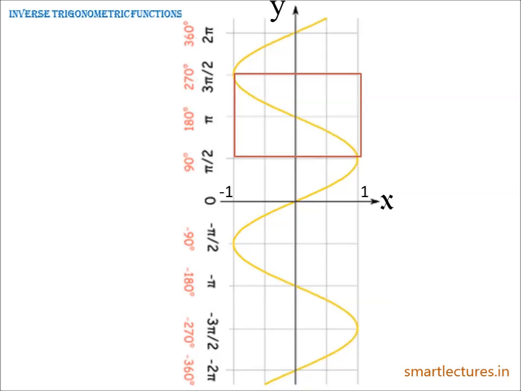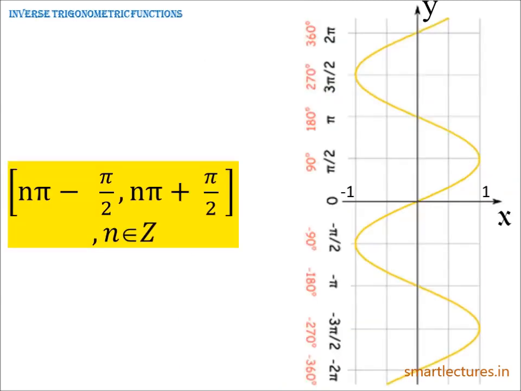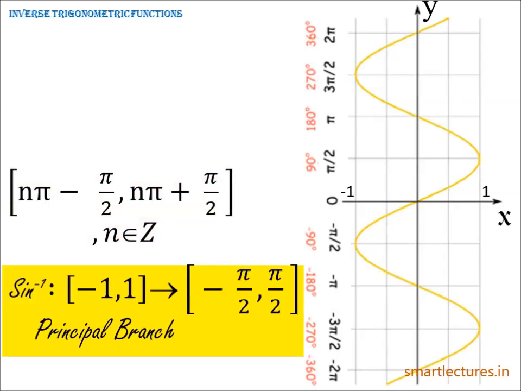So now you have seen for the sine function, if the domain of the sine function is n pi minus half pi to n pi plus half pi, where n belongs to integers, then it is an invertible function. And for each value of n, we get a separate branch of the sine function, and the main branch, which is sine inverse from minus 1 to 1 to minus half pi to half pi, is called the principal branch of the sine function.